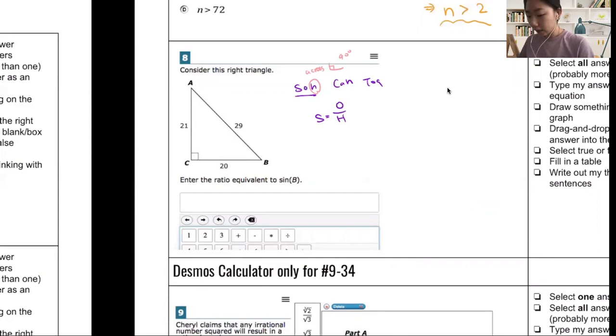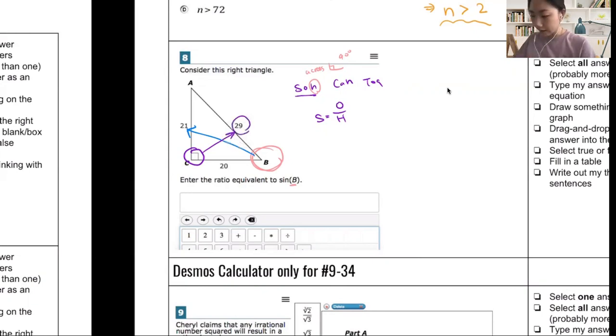It's asking us to look for sine B. So our angle is here, and opposite of this angle is here, 21. Our hypotenuse can be found by looking for the box and the side opposite from the box, or if you don't want to look for the box, the hypotenuse is the longest side. We have all the sides given: 20, 21, 29. 29 being the longest side is our hypotenuse.